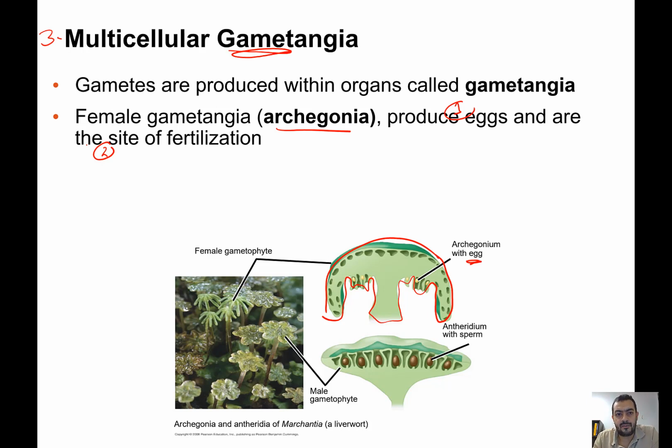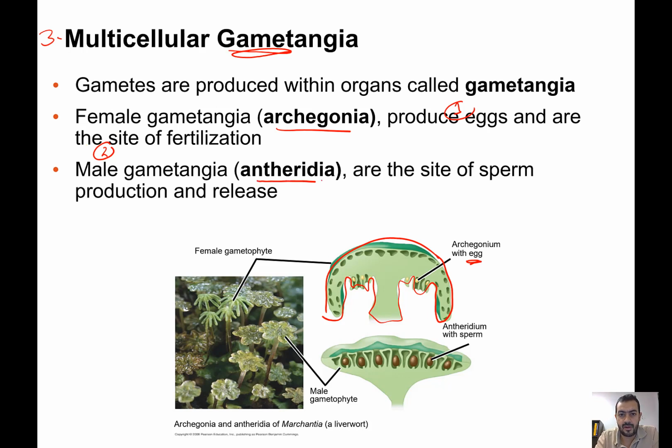The second gamete producing organ is the antheridia. The antheridia is the male gametangia, or the male gamete producing organ, and again it is a multicellular organ that produces the sperm, and then it releases these sperm. The sperm will move into the archegonium where the fertilization will happen.